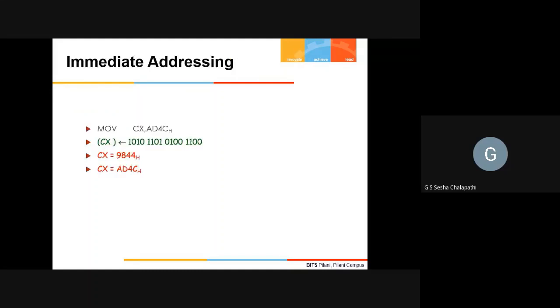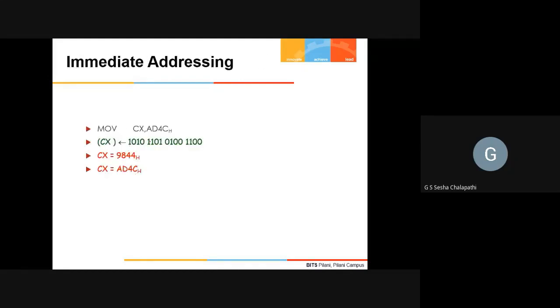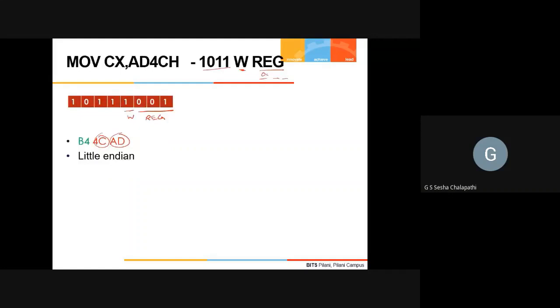Let us say if you have MOV CX, AD4CH. In that case, what will be the instruction? What will happen is you will move AD4CH into this CX register, and therefore, if it was previously 9844H, it will become AD4CH. That means the whole register will change, unlike the previous example where we just changed the AH contents.